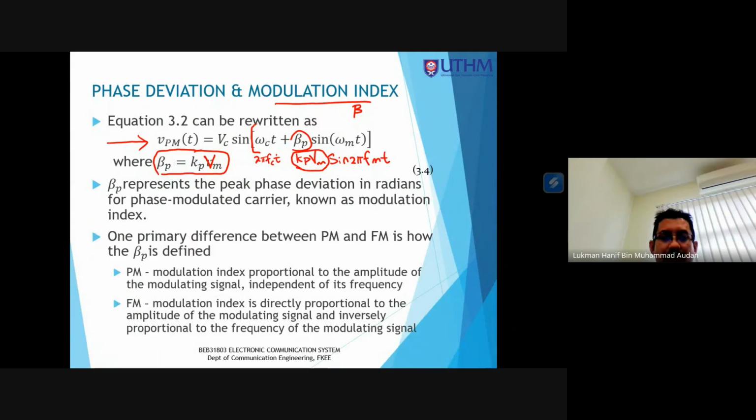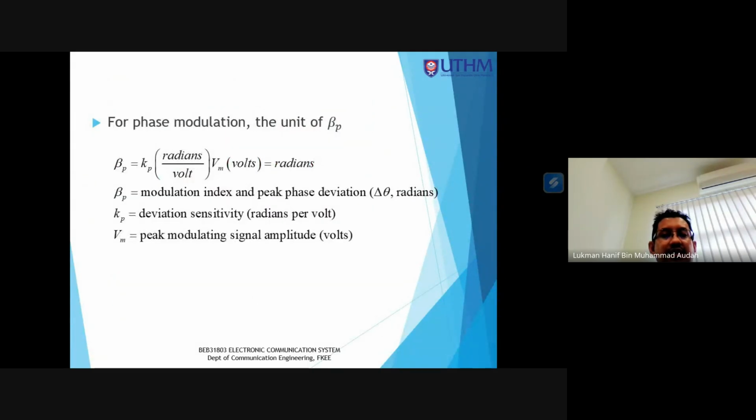If you see beta P, the modulation index for phase modulation has a unit of radians. The unit is radians. Kp is radians per volt. The Kp parameter has a unit of radians per volt, and you multiply it with Vm.